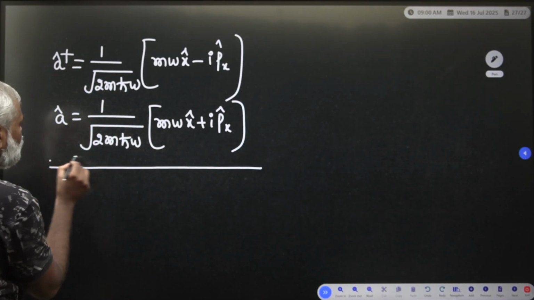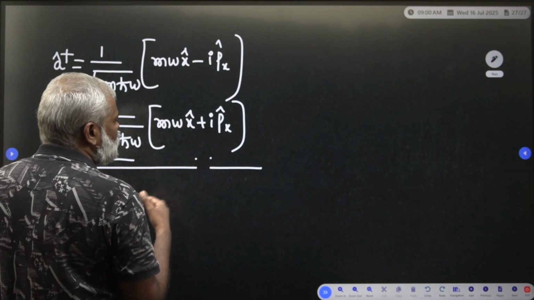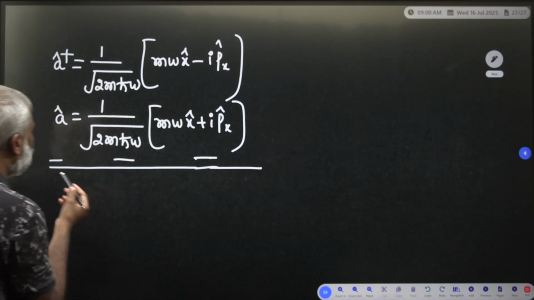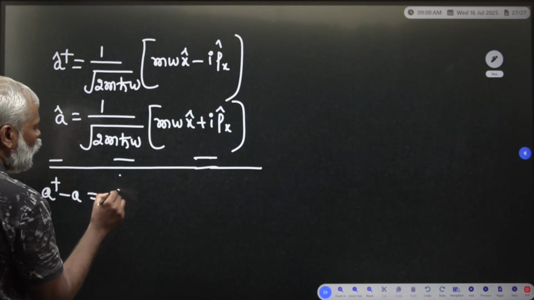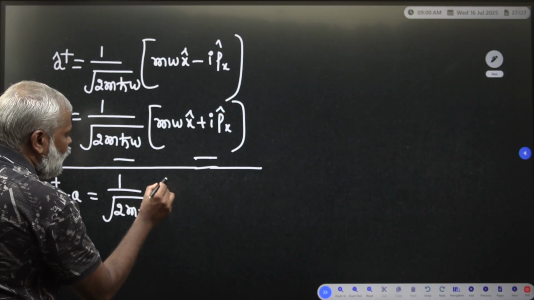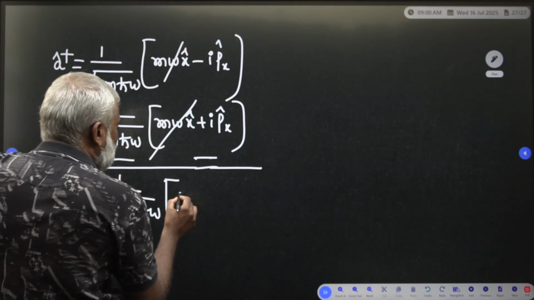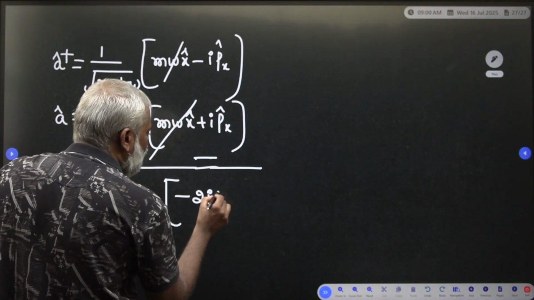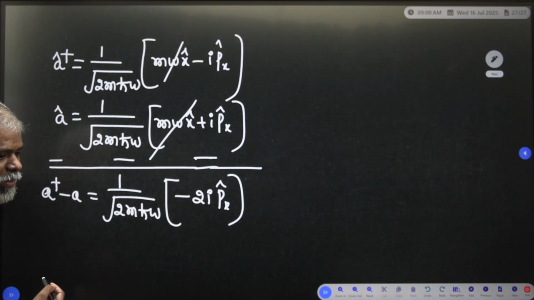Now you have to subtract these equations. So a dagger minus a is equal to 1 by square root of 2m h cut omega into (m omega x cap terms get cancelled), leaving minus 2i p x cap.